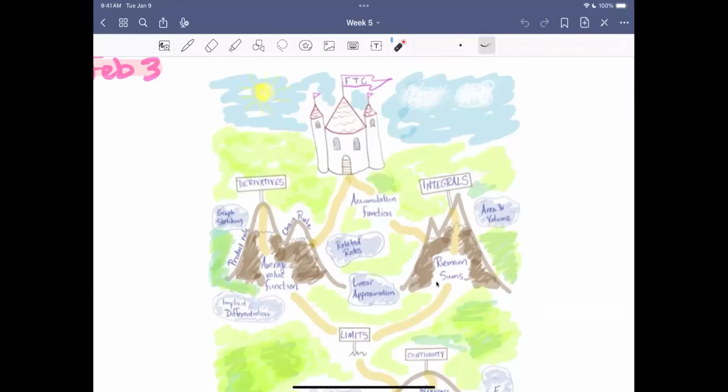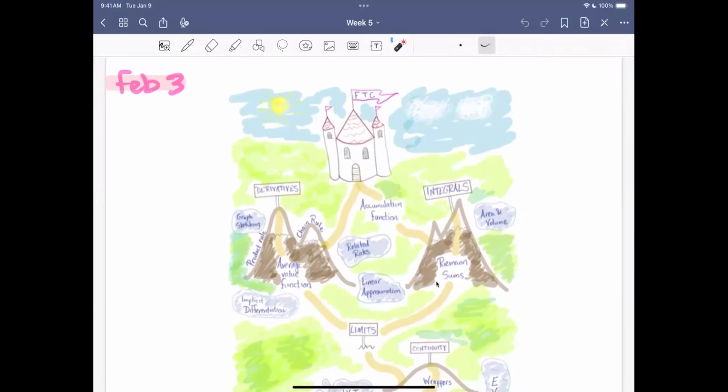One of those is going to be the average value function, or the derivative, and there will be a bunch of things to see along the way. The other one will be Riemann sums and integrals. Once we get through limits, we're going to go left and do derivatives. You could really do either one first, but traditionally you do this one first. Then we'll go into integrals, and at the end of the course we'll get to the castle, which is the fundamental theorem of calculus. It tells you how these two things are related. Okay, so that's where we are and where we're headed.